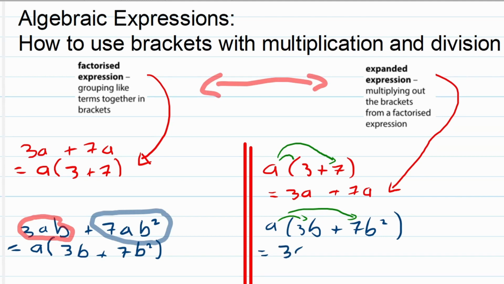So it will become 3ab plus 7ab squared. Remember, you have to write this in alphabetical order, right? ab squared. Okay, then let's do one or two division examples as well. And this will not now be based on factorized expressions or expanded expressions. I just want to do one or two examples regarding division.